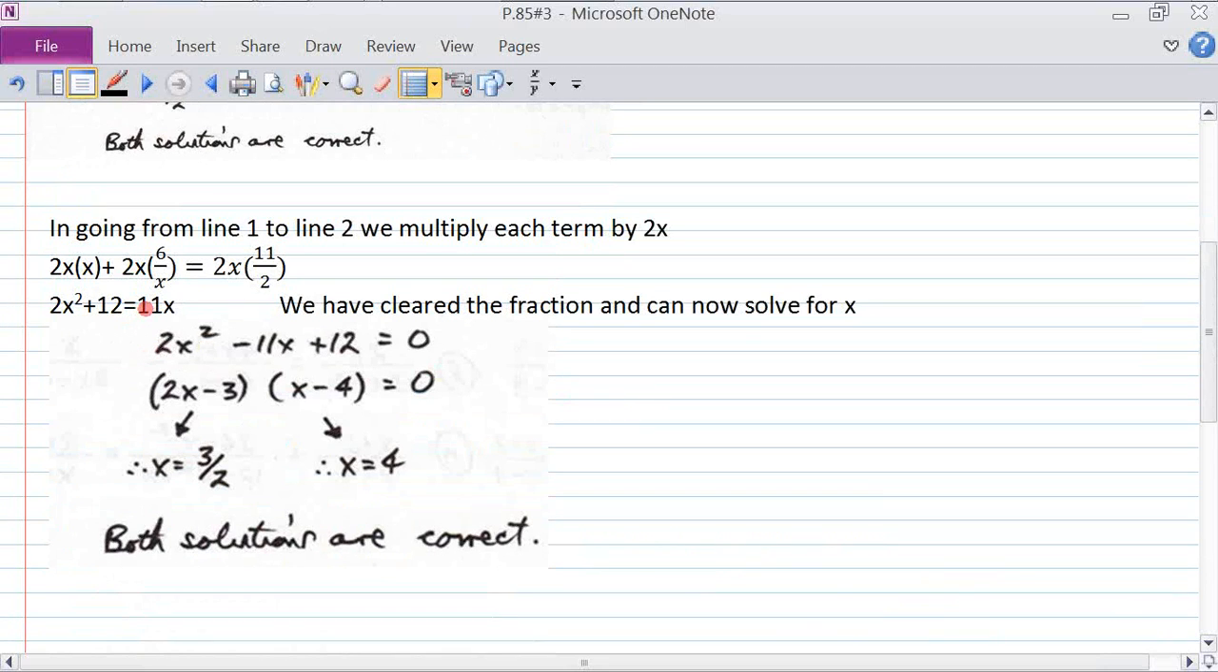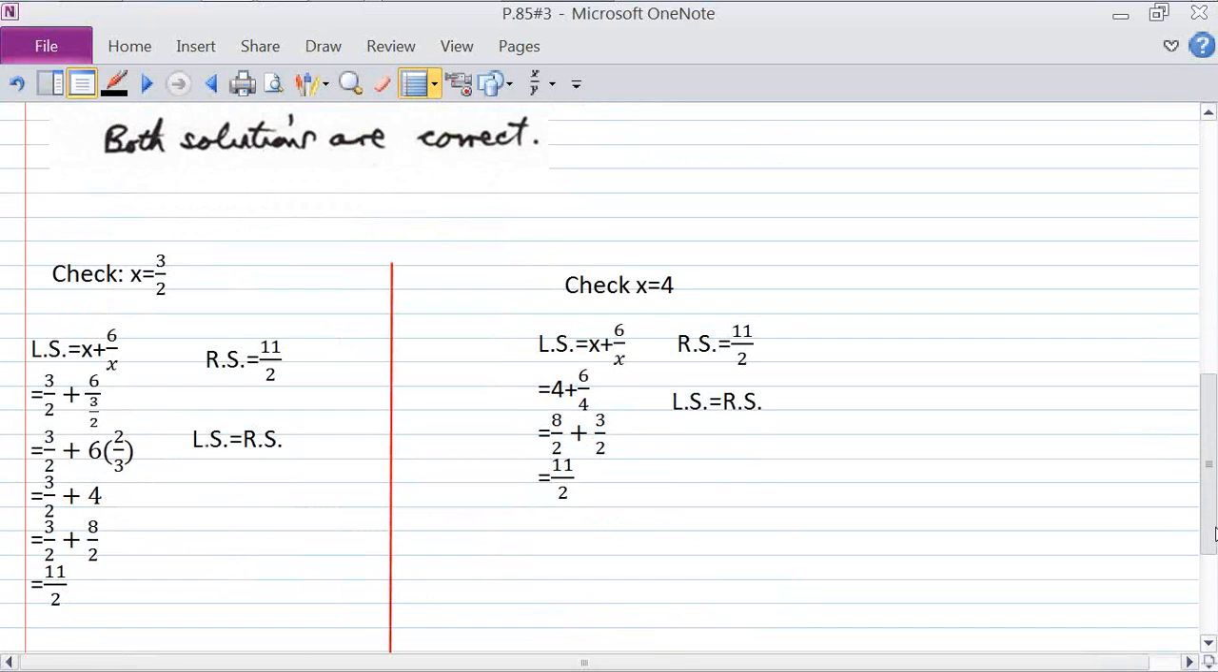Here we transpose this from the right to the left. We get minus 11x. The 12 stays on the right side and we factor this. And you can see that because this is minus and this is plus, both of these have to be negative. We have a minus 3x inner and a minus 8x outer. They sum to minus 11x. And we get two solutions. If 2x minus 3 equals 0, we get x equals 3/2, and x can equal 4 also. So both solutions are correct.